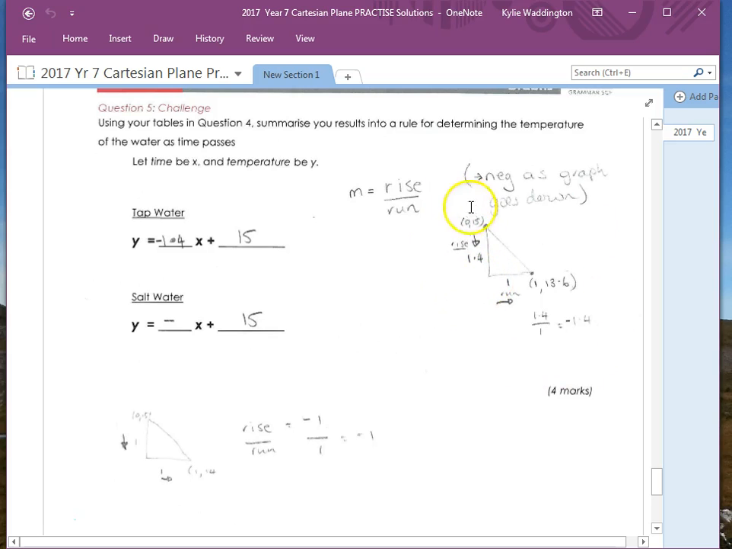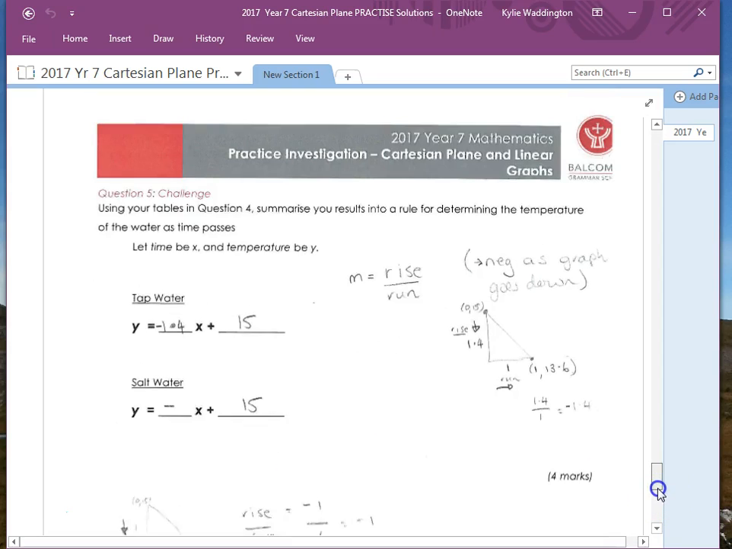Now you can do it this way by doing a little bit of a drawing and showing how much we've gone down. So we go 15, take away 1.4 gives us 13.6, or you could go 15, take away 13.6 gives us 1.4. So we've gone down 1.4 and we've gone across 1 because the difference between 0 and 1 is 1. We put it into our formula and we get negative 1.4. The other one, it's negative 1 on 1. We go down 1 and across 1, and it gives us a gradient of negative 1.